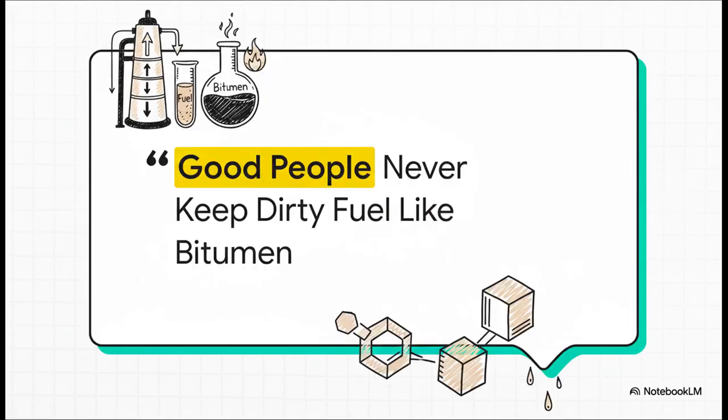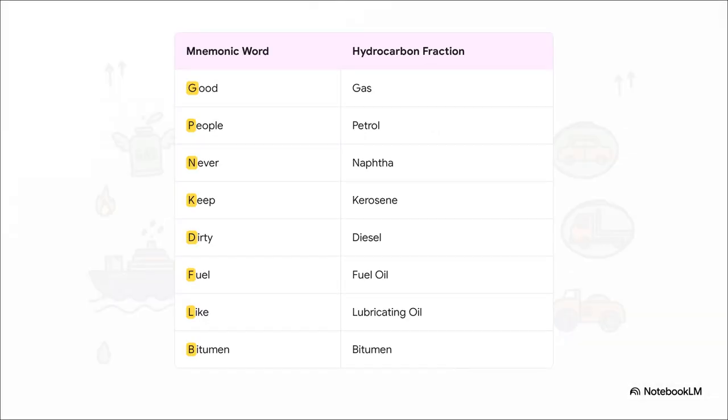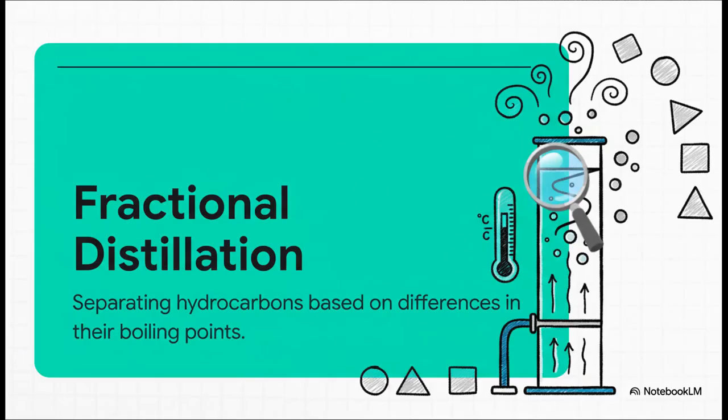So here it is. This is the one phrase you really need to remember. Pretty cool, right? Each word's first letter gives you one of the hydrocarbon fractions. But why that specific order? Well, it all comes down to their boiling points.